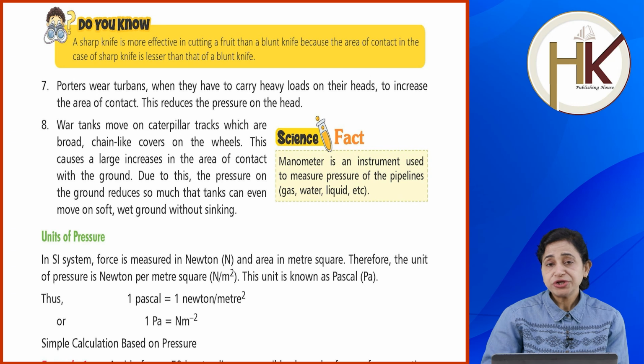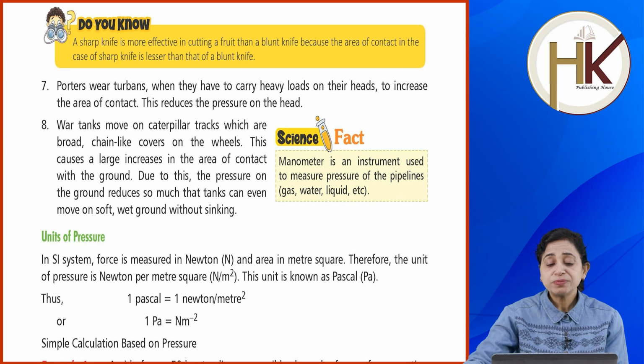Units of pressure in the SI system. Force is measured in Newton and area is measured in square meters. Therefore, the unit of pressure is Newton per meter square, and this unit is known as Pascal. Thus, 1 Pascal is 1 Newton per square meter, or 1 Pa is 1 N m^-2.